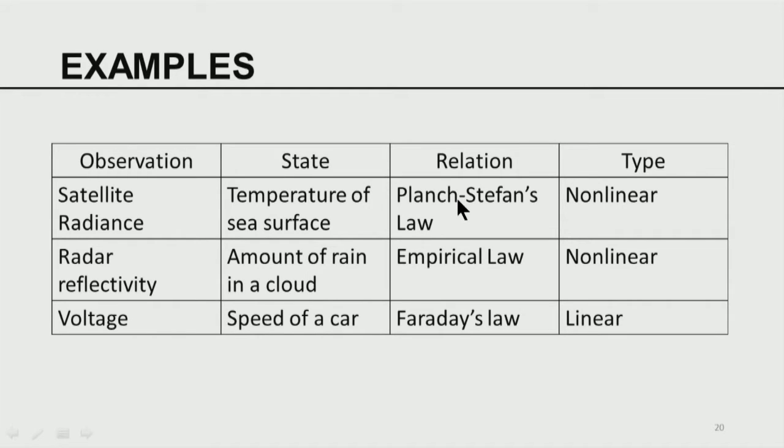Radar reflectivity: the actual state is the amount of rain, and the law is empirical and nonlinear. The observation could be voltage, and the state could be the speed of a car. The physical relation is called Faraday's law, that's a linear relation. So we could have nonlinear models, linear models. We have the state of the system, we also have the nature of the observables.